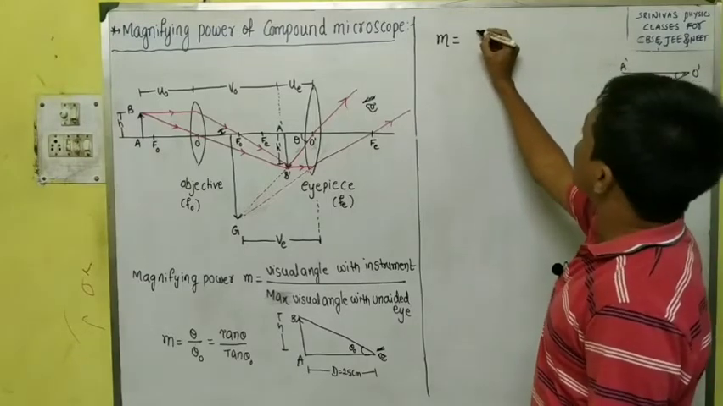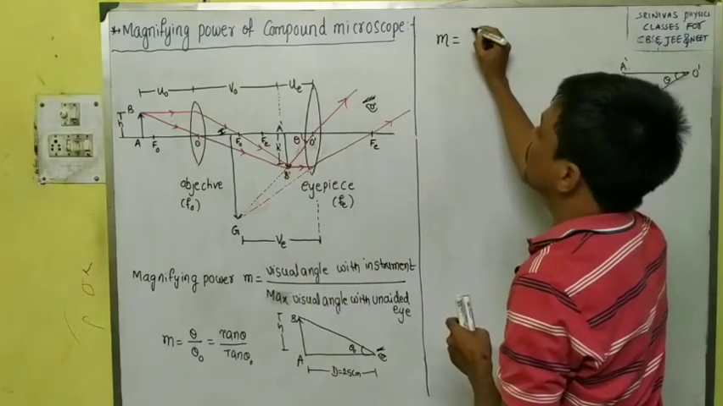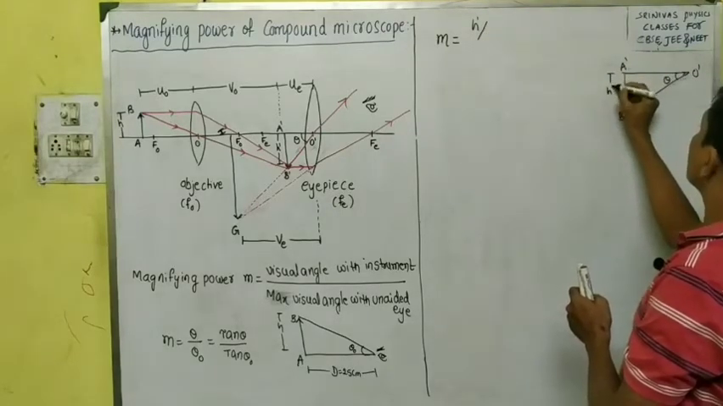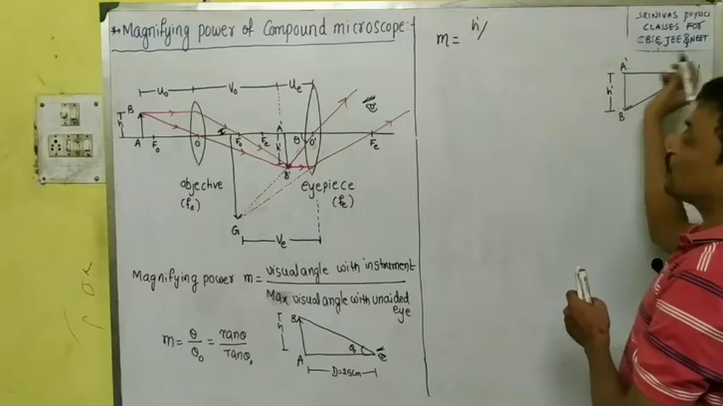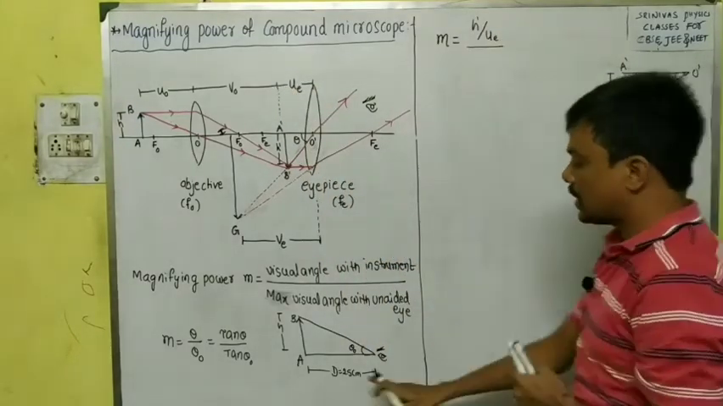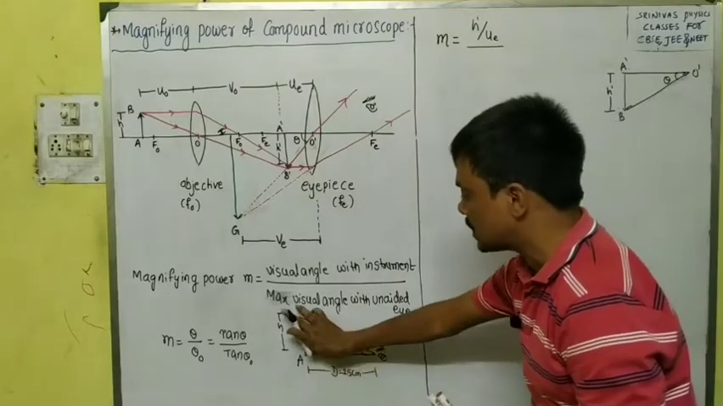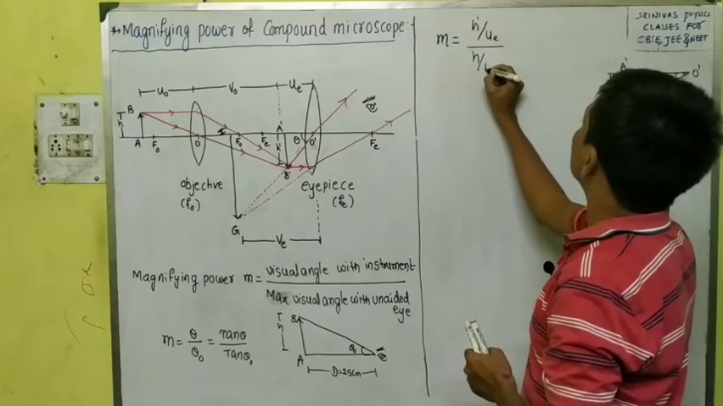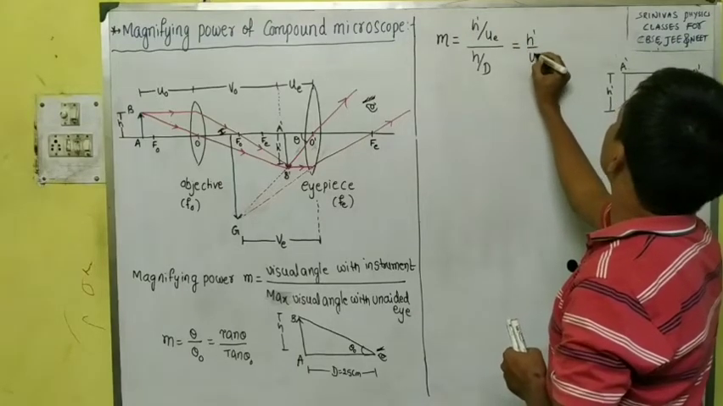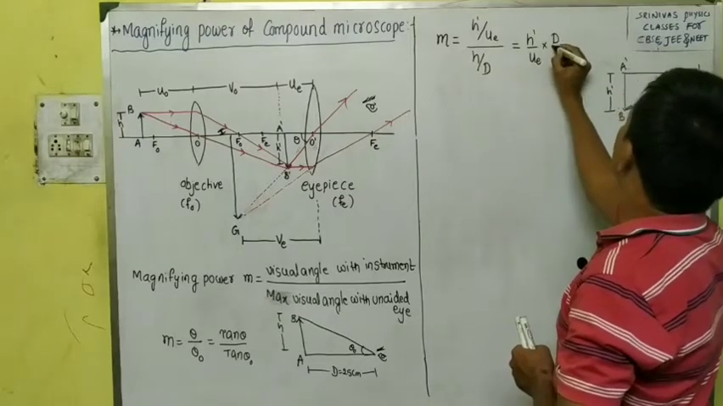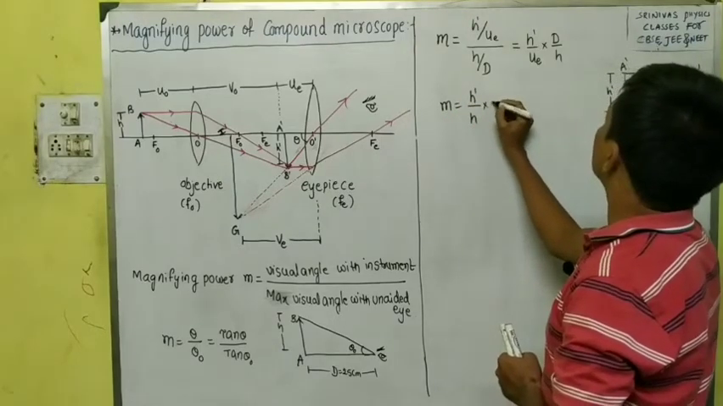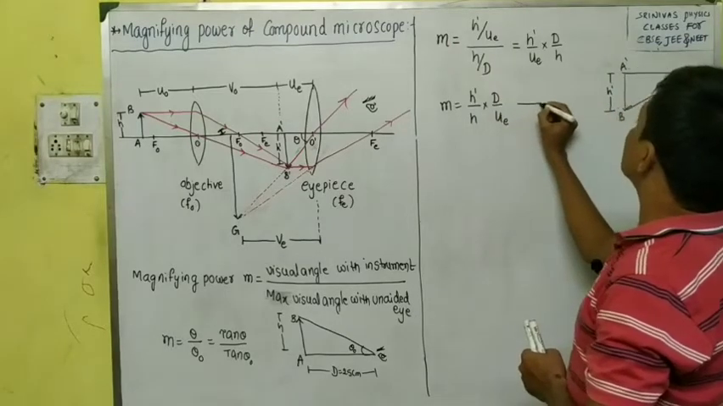We write tan theta like this. A'B' is nothing but H', so H' by A'O'. A'O' is nothing but UE. So H' by UE. Okay, tan theta naught is fixed. Tan theta naught is H by D, opposite side H, adjacent side D. This formula is fixed. Even in the simple microscope also we used H by D only. Then if you simplify this, H' by UE into, this will become reversed, D by H. The next step we write here, that is H' by H into D by UE. This we can consider as equation 1.